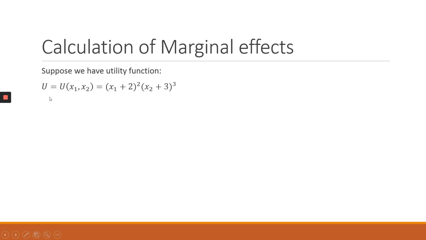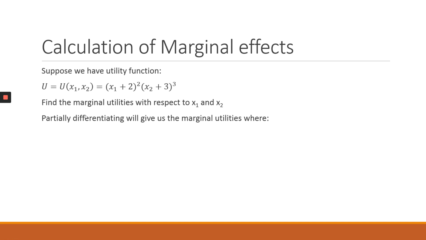So if we are given the following utility function, which is basically explained as a function of x1 and x2, the question now is to find the marginal utilities with respect to x1 and x2, right? So marginal effect, it's all about differentiating the utility function with respect to either x1 or x2. So in this case, because we have got more than one independent variable, when we want to calculate the marginal effect or the marginal utility of x1, we have to partially differentiate the utility function with respect to x1, right?